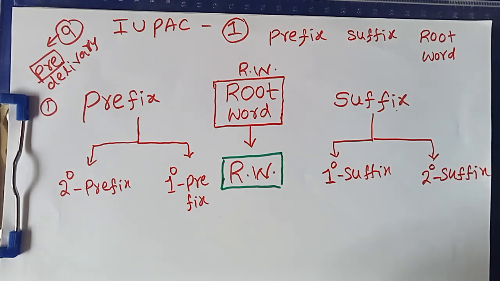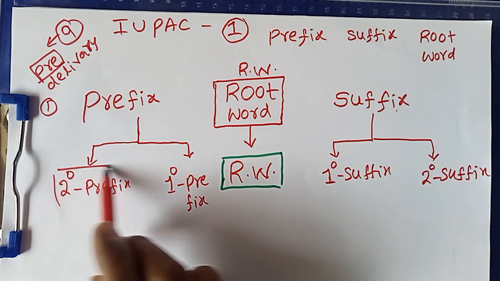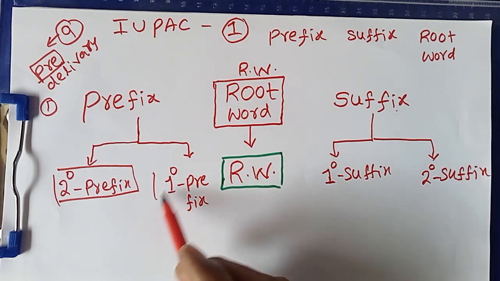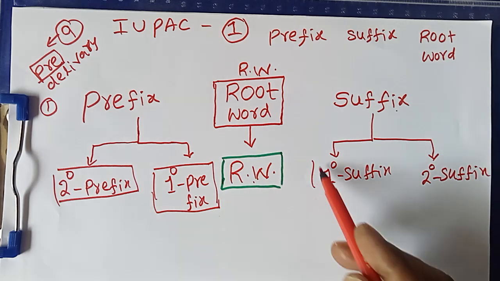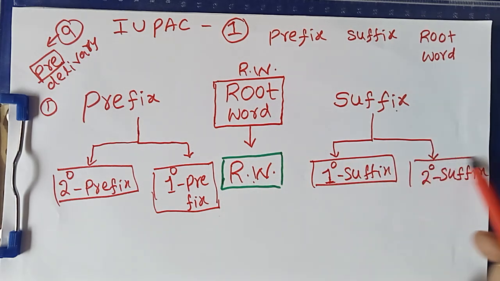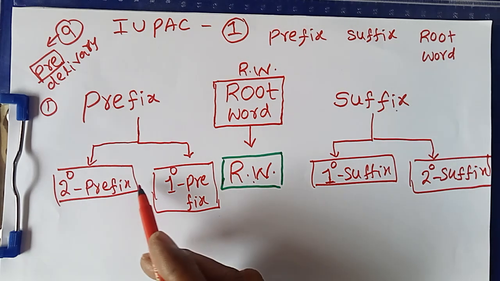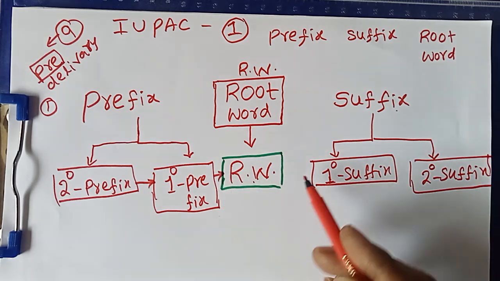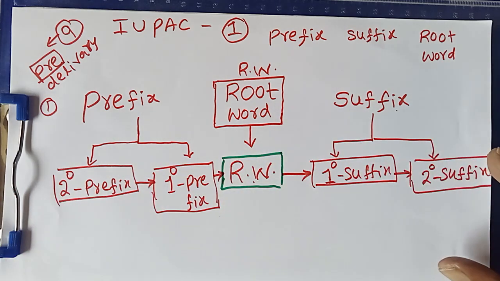So here one technique is, this is the order. First secondary prefix in any IUPAC name. Next primary prefix. Next root word. Then primary suffix. Last secondary suffix. Here secondary prefix first. Listen, one trick is here. This is the order, one by one. These positions do not change, remember. For remembering this, one trick is here.